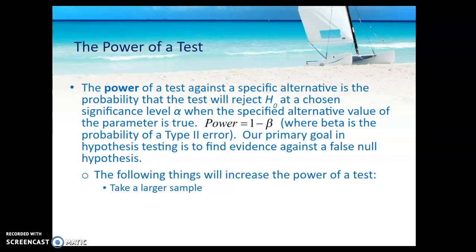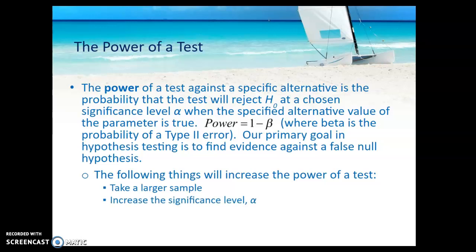If you have a bigger sample, then the mean from that sample comes from a distribution that has less variability than you would have in a sampling distribution for a mean from a smaller sample. So when you have a larger sample, it comes from a distribution that's less variable, making it more likely to detect a difference between what is claimed about the population mean and what is really true about the population mean. So we can increase the power of a test by taking a larger sample.